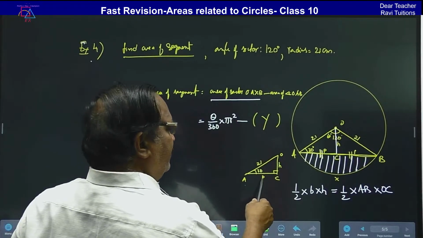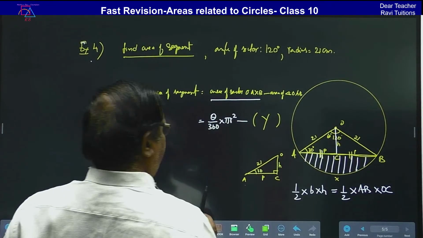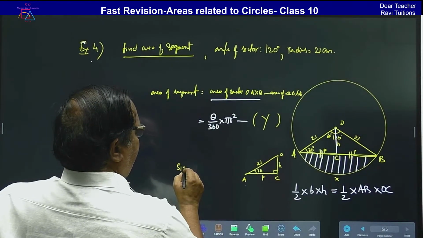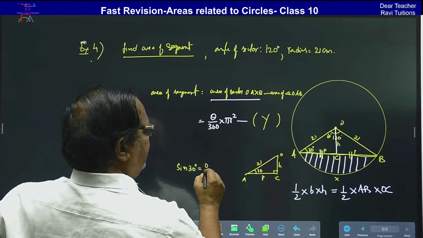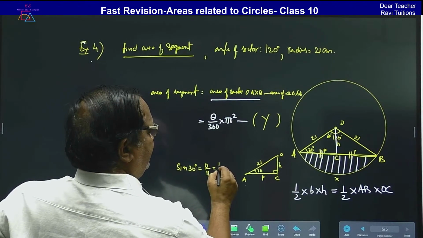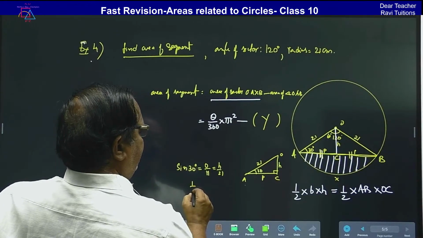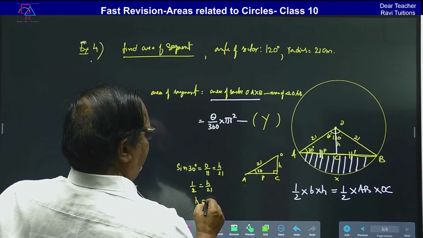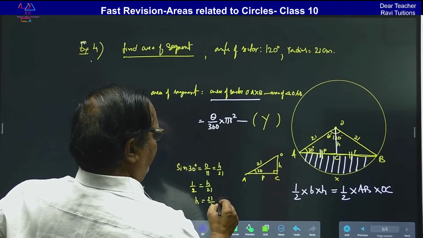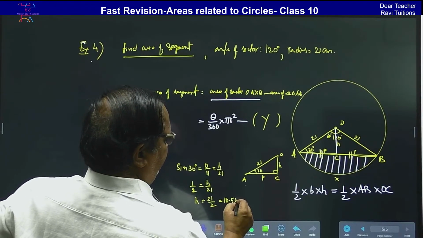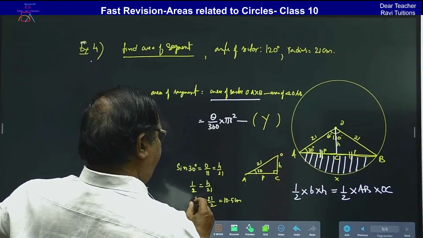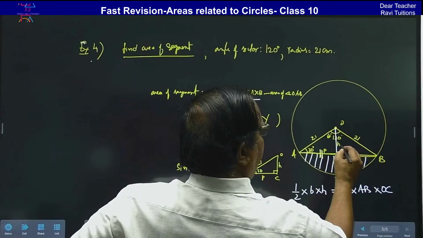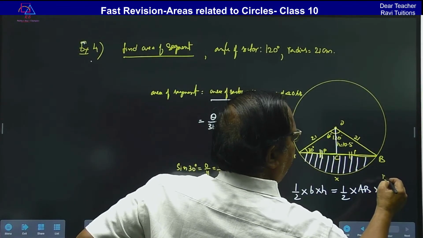Now you have to find out P as well as H. For that, sin 30 degrees is equal to opposite side by hypotenuse, H by 21. Sin 30 is 1 by 2, equal to H by 21, so H is equal to 21 by 2, 10.5 centimeters. So now we got H: 10.5.